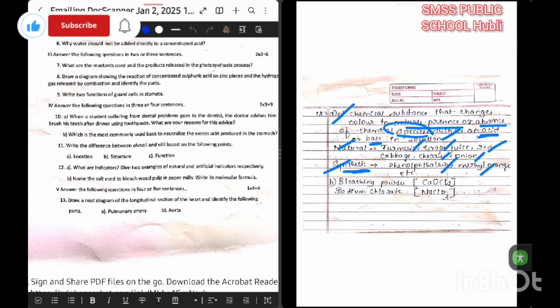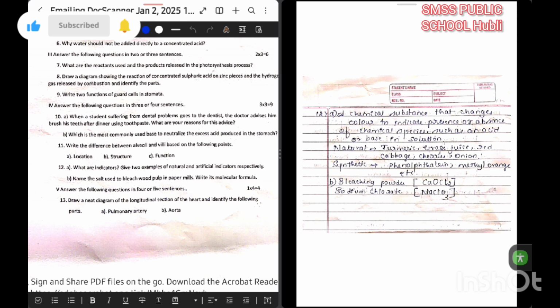Yes. And question B: name the salt used to bleach wood pulp in paper mills and write its molecular formula. So we have to mention which salt is used to bleach wood pulp in paper mill industries. The answer is bleaching powder, which has the molecular formula CaOCl2. Another one we can also use is sodium chlorate, NaClO3.